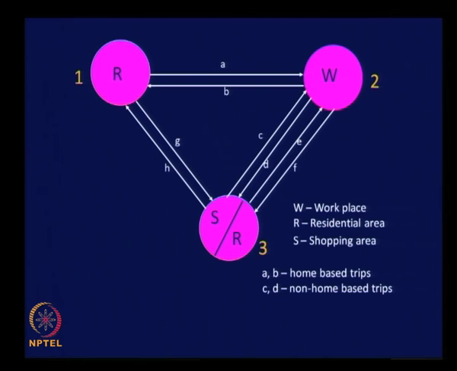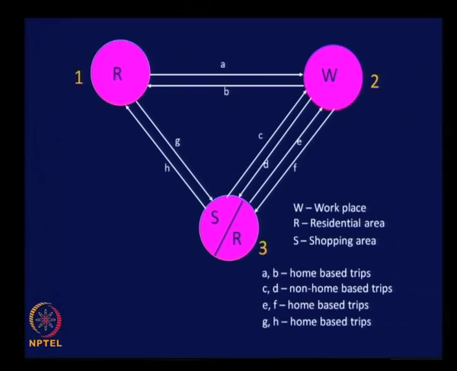How about E and F? E and F are home based trips, and G, H, G and H are again home based trips. I think now we have very clear understanding about the distinction between home based and non-home based trips.